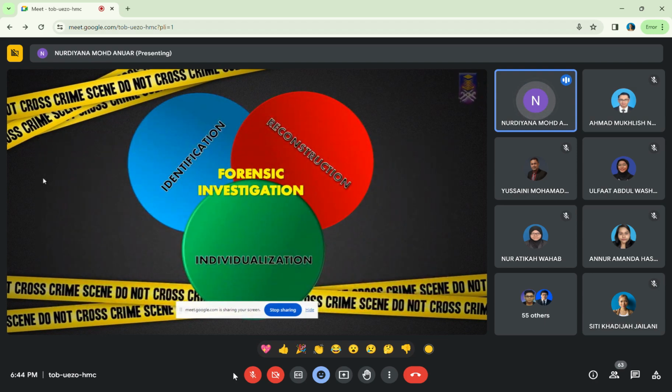Okay, forensic investigations dia melibatkan 3 elemen. First, mesti ada identifications, individualizations and also reconstructions. Without any of this category, definitely case tersebut akan tergantung ataupun akan ada doubt. Contoh, you tak buat identifications, how come you can do the individualizations? You tak identify lagi objek tu objek apa. How can you individualize the evidence?